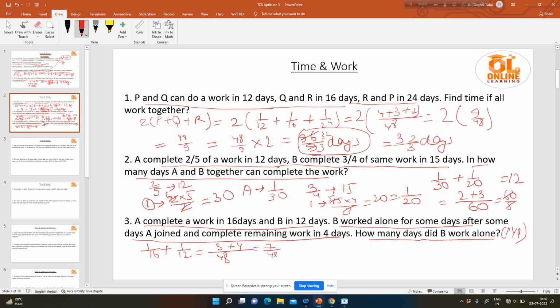It is given they worked together for 4 days and completed the work. So their 4-day work will be 7 into 4, 28 by 48. We can reduce it. It would be 7 by 12. So together they have done 7 by 12 of the work in 4 days, and they have completed. So what amount of work has been done by B? It would be 1 minus 7 by 12. That would be 5 by 12. So 5 by 12 of the work has been done by B.